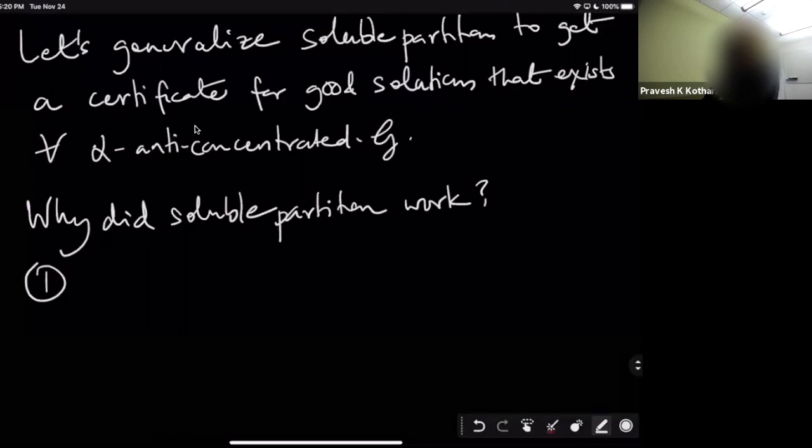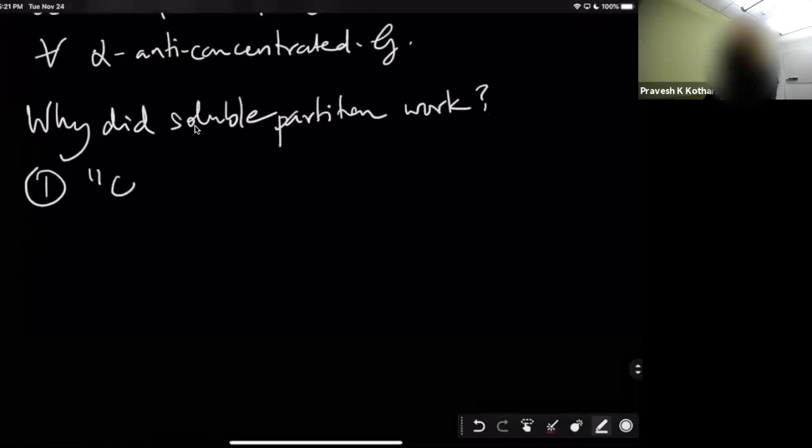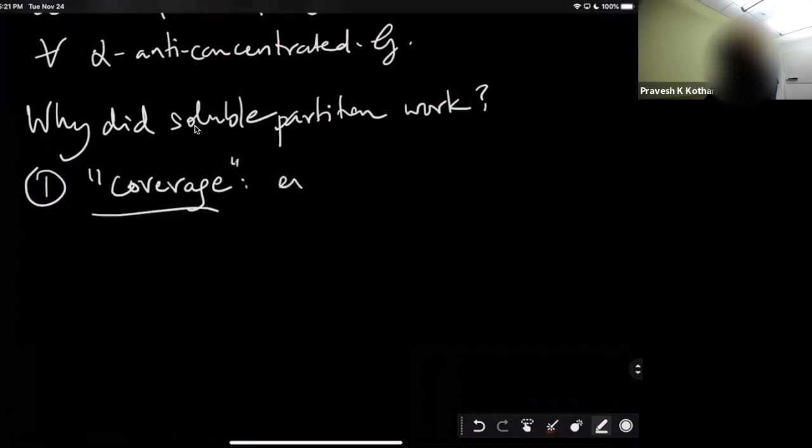Of course, because we don't know where the good set is, the only way to ensure this was to somehow say that each equation in my set should be contained in some solution set. That's how we actually make this happen, right? And so, the first property that we really wanted from the soluble partition was coverage. Every equation in the input sample is part of some solution set.